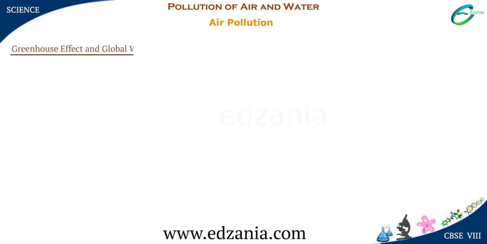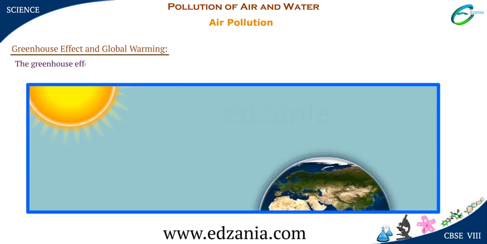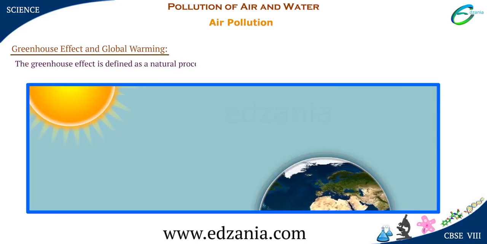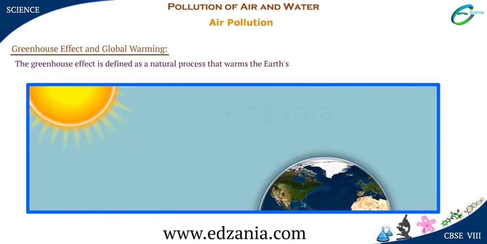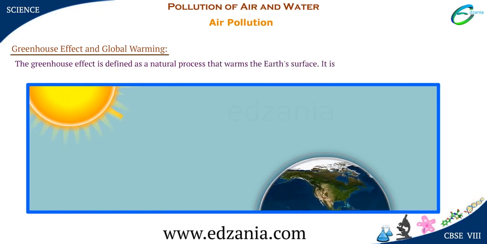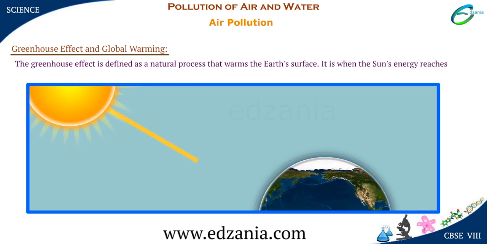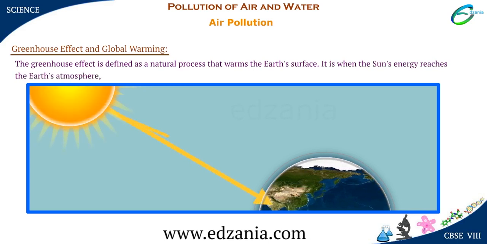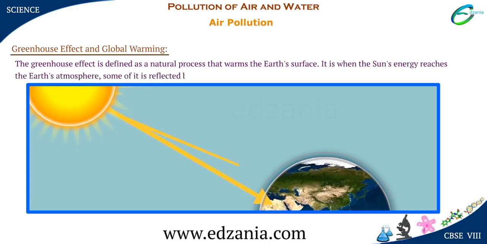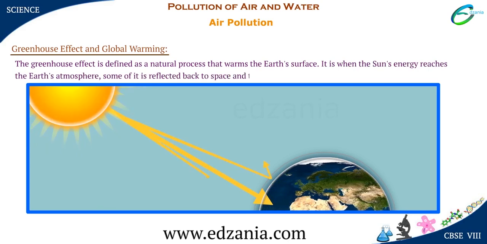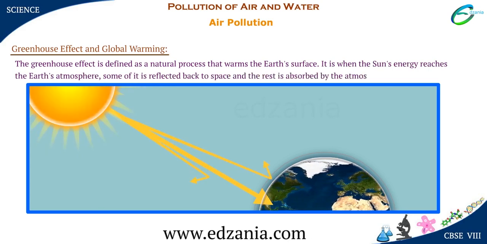Greenhouse effect and global warming. What is the greenhouse effect? The greenhouse effect is defined as a natural process that warms the Earth's surface. When the sun's energy reaches the Earth's atmosphere, some of it is reflected back to space and the rest is absorbed by the atmosphere.